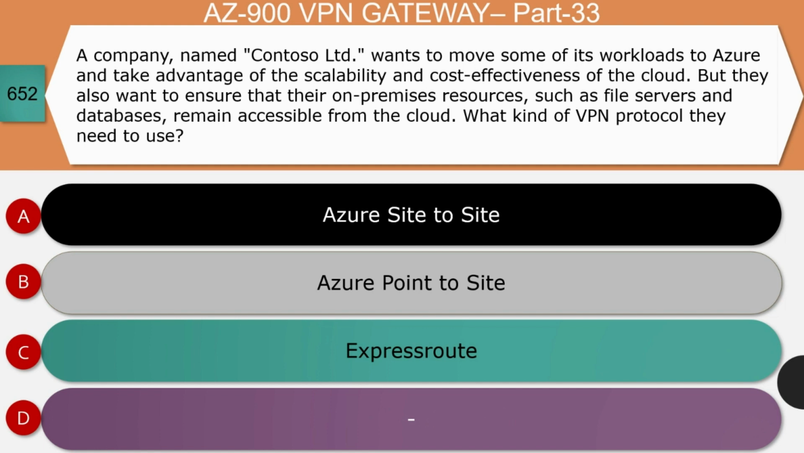Next question. A company named Contoso Limited wants to move some of its workload to Azure and take advantage of scalability and cost effectiveness of the cloud. But they also want to ensure that their on-premises resources such as file servers and databases remain accessible from the cloud. What kind of VPN protocol do they need to use? Is it Azure site to site or Azure point to site or Express Route? Here, the right answer for this question is Azure site to site, that is from one network to another network. As I mentioned earlier, there is a cloud service provider from where we are trying to reach on-premises resources, and so Azure site to site is the right answer.